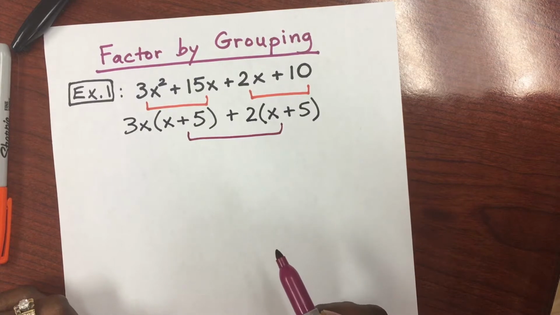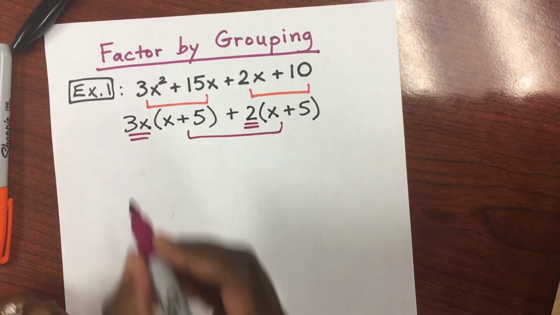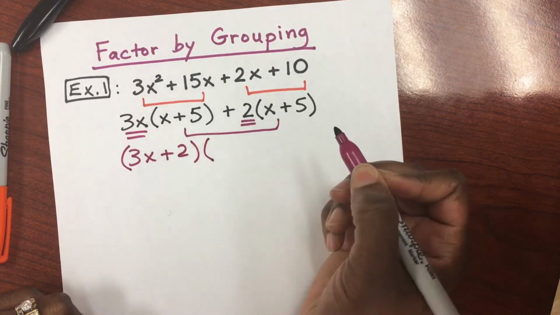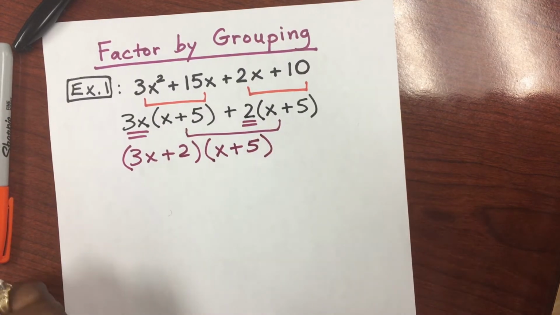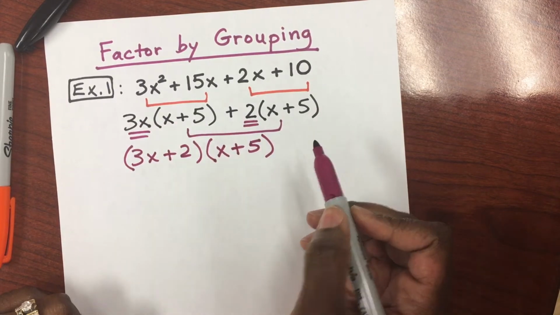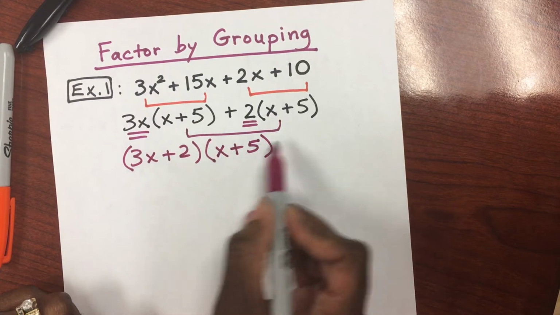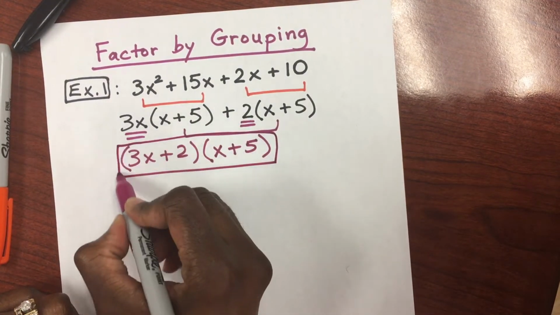So now we are going to take out the 3x plus 2 factor, times x plus 5, what they have in common, and that's our answer. 3x plus 2 times x plus 5 equals what we have here. 3x times x plus 5 is right here. 2 times x plus 5 is here. So that is our answer. We just factored by grouping.